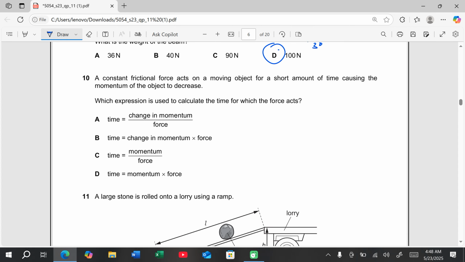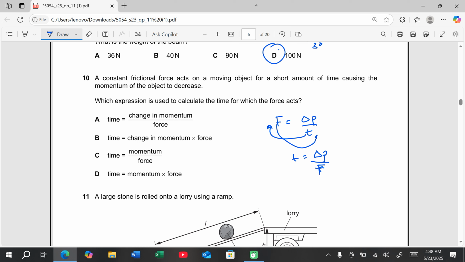A constant frictional force acts on an object for a short amount of time, causing the momentum of the object to decrease. Which expression is used to calculate the time for which the force acts? So time is going to be the change in momentum over force. Let me write down the formula for that. Force is equal to change in momentum over time. So time can go here and force can come here. So yes, that seems to be a correct formula, but let's see the other formulas as well.